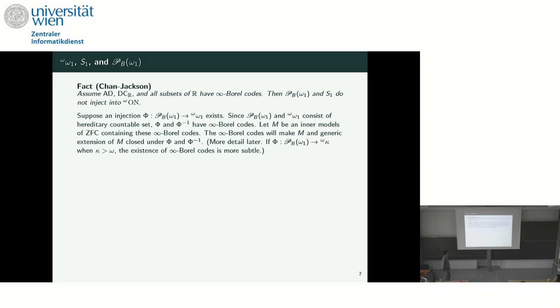Suppose you really did have an injection from PB omega 1 into omega 1 to the omega. PB omega 1 and omega 1 to the omega are essentially hereditarily countable objects. So using some collapse forcing idea, it's not too hard to get infinity Borel codes in a reasonable sense for these types of functions. If you have any inner model M with an infinity Borel code for phi and phi inverse, then M and all generic extensions of M, in fact, all external models of M are able to see a true fragment of phi, and this will allow us to do some kind of forcing argument later, which I'll sketch later.